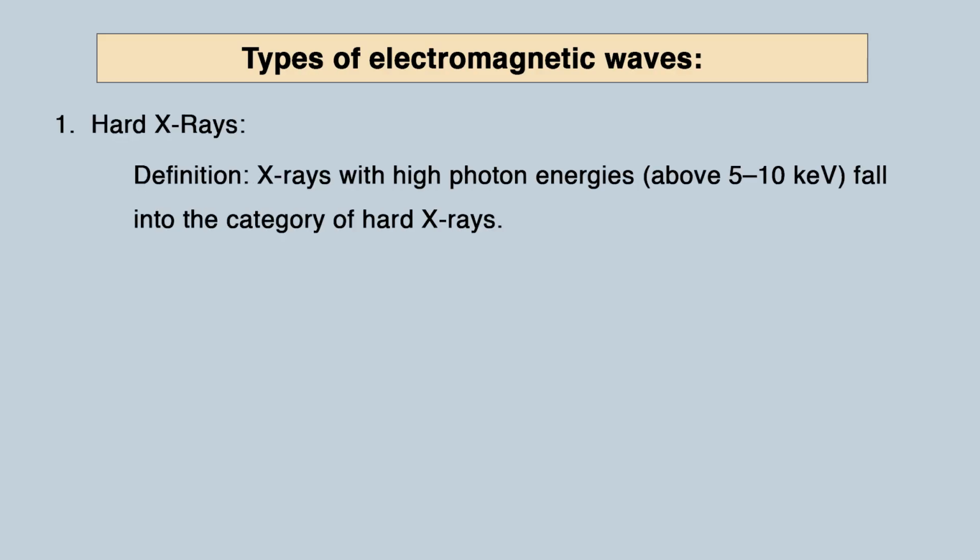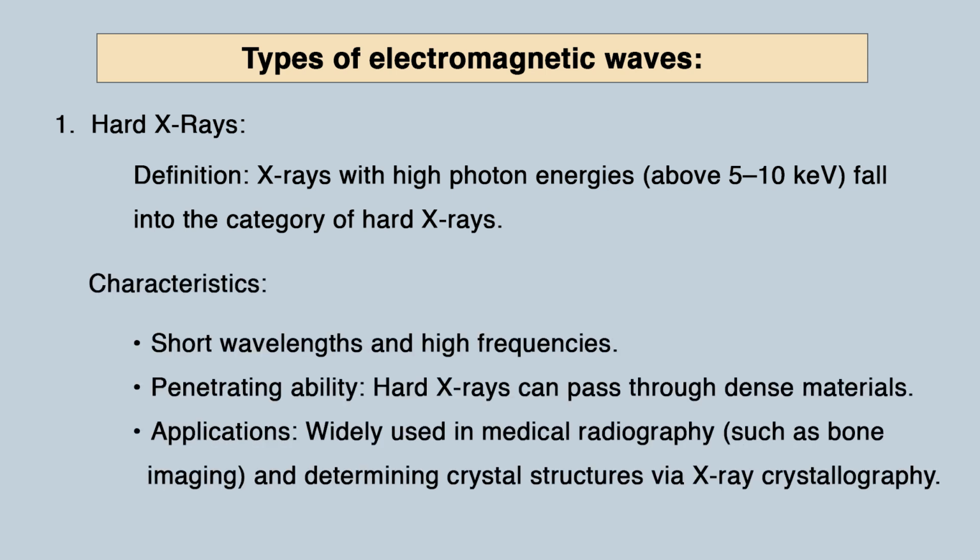Let's explore the fascinating world of X-rays and understand the difference between hard X-ray and soft X-ray. Hard X-rays, with a high photon energy above 5 to 10 kilo electron volts, fall into the hard category. They have some characteristics like short wavelength and high frequency.